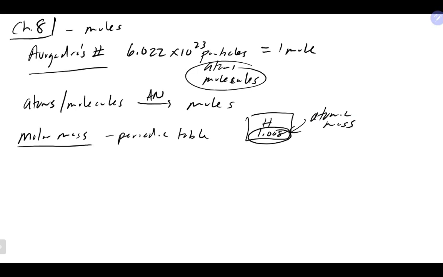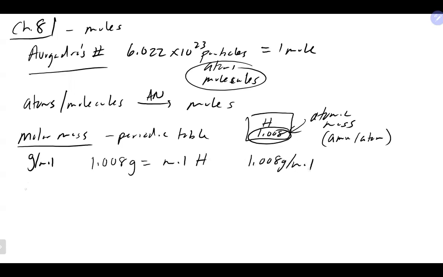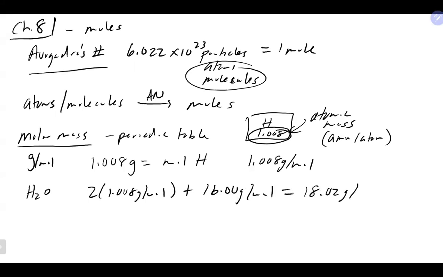But in addition to atomic mass, which is usually AMU per atom, molar mass is grams per mole. So the atomic mass and molar mass are basically numerically equal to each other. That means from the periodic table, we can pull off something like 1.008 grams for every mole of hydrogen, and the molar mass of hydrogen would be 1.008 grams per mole. If we had a molecule, we just add up the parts. So 2 times 1.008 plus 16 gives us 18.02 grams per mole.